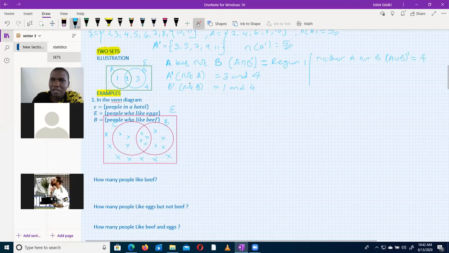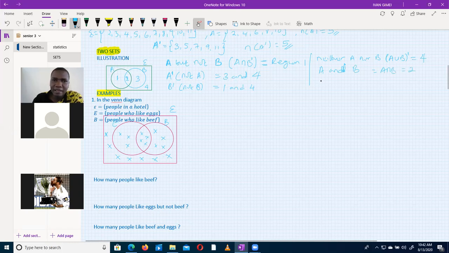So that means that we're outside the two sets. That's region 4. Then the other one will be A and B, of course. A and B, that one we know. A and B will be the same as A intersection B. And which region is that? Of course, it is region 2.